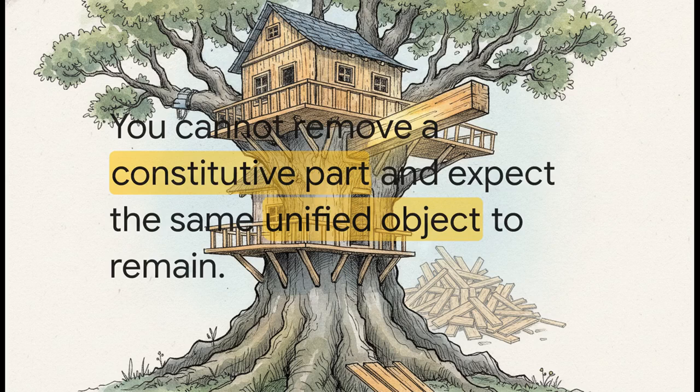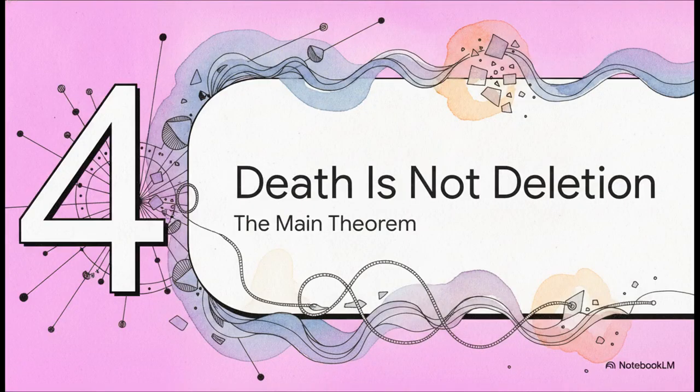Going back to Angela's explainer analogies, imagine you're building a treehouse. Now, if you paint the walls blue, sure, it's the same treehouse. But if you pull out the main load-bearing beam holding up the roof, yeah, you don't have the same treehouse anymore. You just have a very expensive pile of wood. That beam was constitutive. So how does this tautology map to, well, life and death?